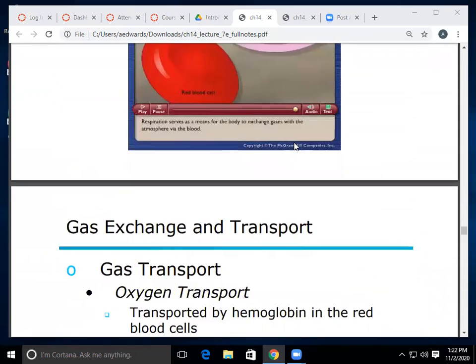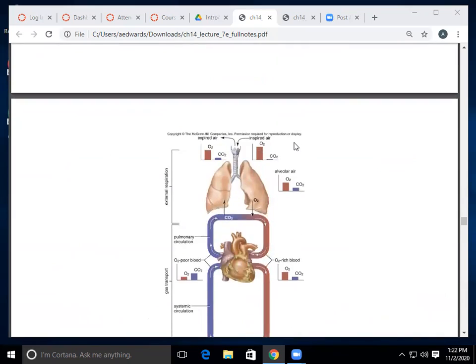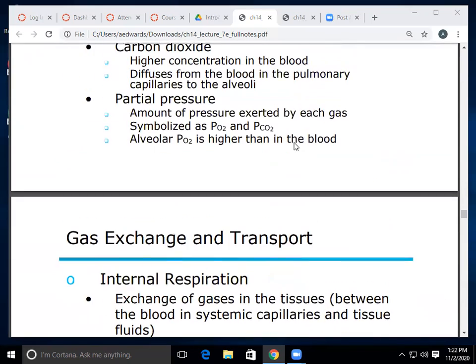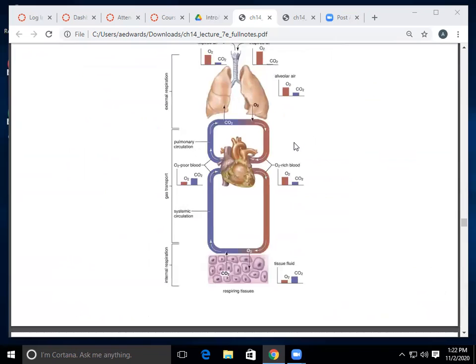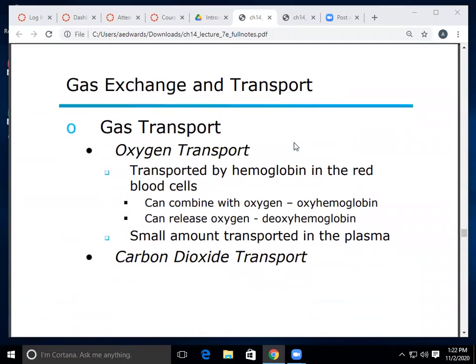All right, so let's take a pause and talk about internal and external respiration. You can do this at home as well.